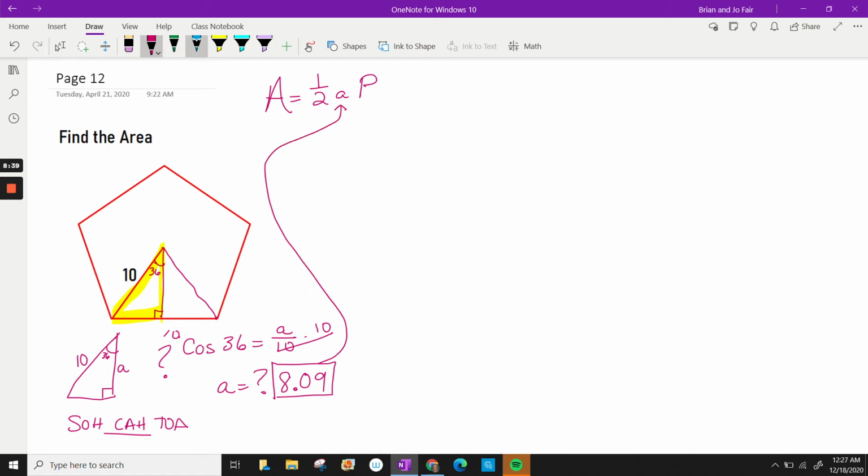All right, let's try again. We still need to find the perimeter. So for the perimeter, I'm going to have to know the side lengths, which makes me think I'm going to need to know this measurement then. All right, so let's try again. I'm going to redraw that triangle. I'm going to do it again here.